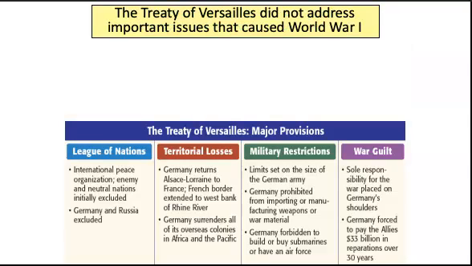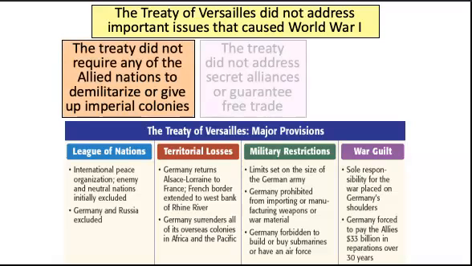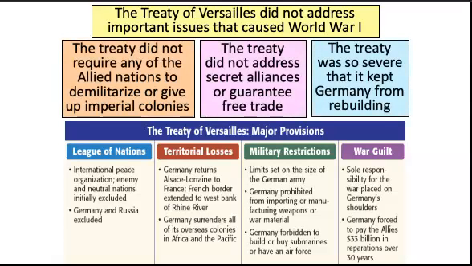However, the Treaty of Versailles did not address the important issues that caused World War I. For instance, it did not require any allied nations to demilitarize or give up their imperial colonies. It did not address the secret alliances, nor did it guarantee free trade on the seas. And the treaty was so severe that it kept Germany from rebuilding, creating a lot of hostility at this particular time.